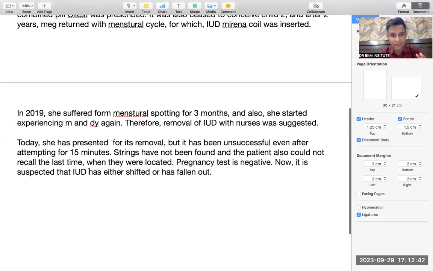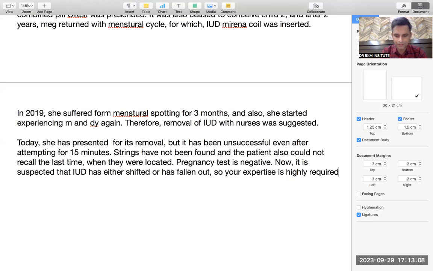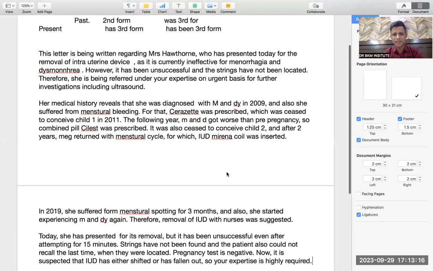So it is active, for the active: IUD has either shifted or fallen out, for which... and that's why and... sorry. For which I have already used two times, so that is why I'm avoiding it. So your expertise is highly required. Over. Word count. How simple it is.